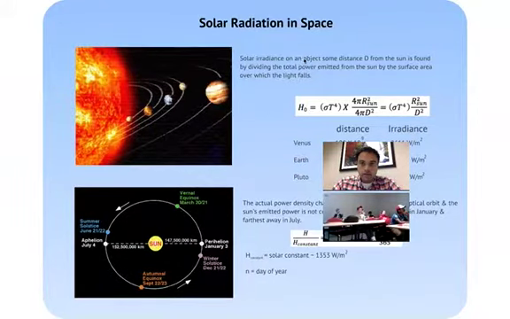Solar irradiance on an object some distance d from the sun is found by dividing the total power emitted from the sun by the surface area over which the light falls. Okay, what does that mean? So that's our huge sun here, and these other planets. And each planet is, of course, at a different distance from the sun. So that means if you're at Earth, you're at some distance. The energy from the sun is essentially spread over a sphere whose radius is equal to the distance between the Earth and the sun. Okay, and that's some big sphere here.